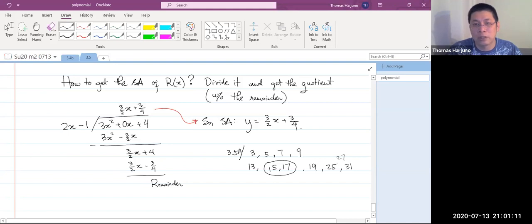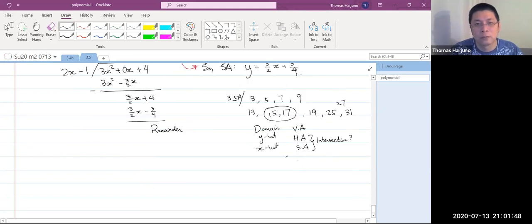So how many questions here? 7, 11. The first 4 are actually quite simple ones. And from number 13 on, you need to answer the question: the domain, y-intercept, x-intercept, vertical asymptote, horizontal asymptote, slant asymptote, and any intersection, and also the sine graph, and then the graph.